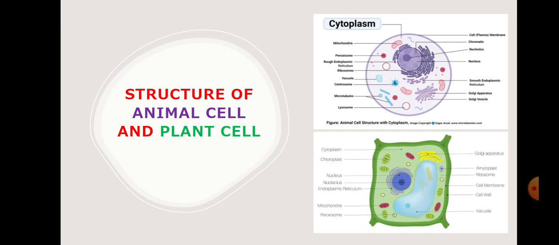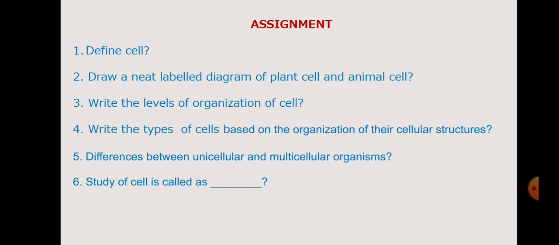Okay, so I hope you understood the class, children. Now it's time for the assignment. Define cell. Draw a neat labeled diagram of plant cell and animal cell. Write the levels of organization of cell, like a group of cells forms tissues, organs, organ system, organism, that you have to write. Write the types of cells based on the organization of their cellular structures, children.